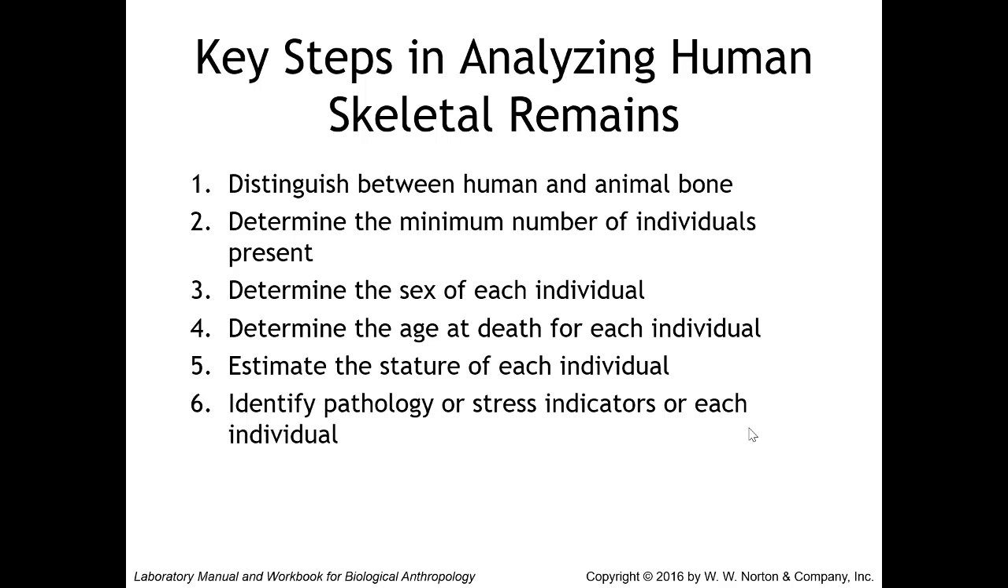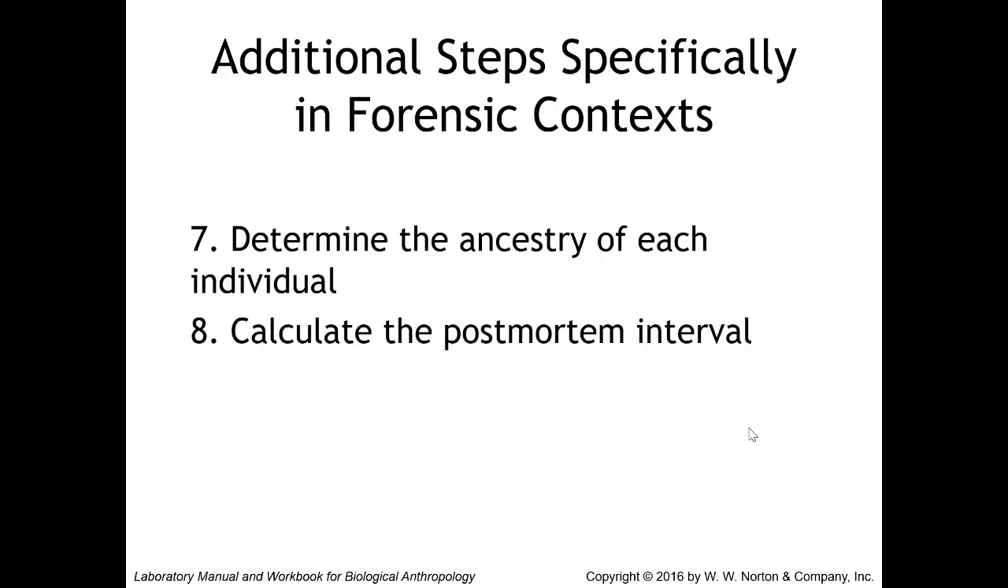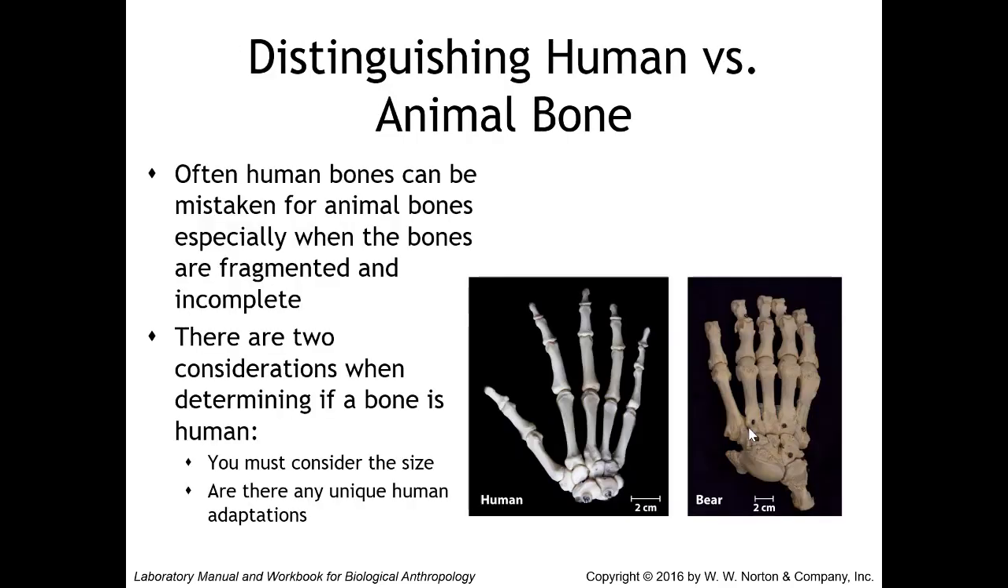So these first 6 are the same for bioarchaeology and forensic anthropology, and then we have 2 that are specific to forensic anthropology. Determine the ancestry of each individual, and then calculate the postmortem interval. So how long has it been since death? So let's go through each one by one. And the first step, again, is to distinguish between human versus animal bone.